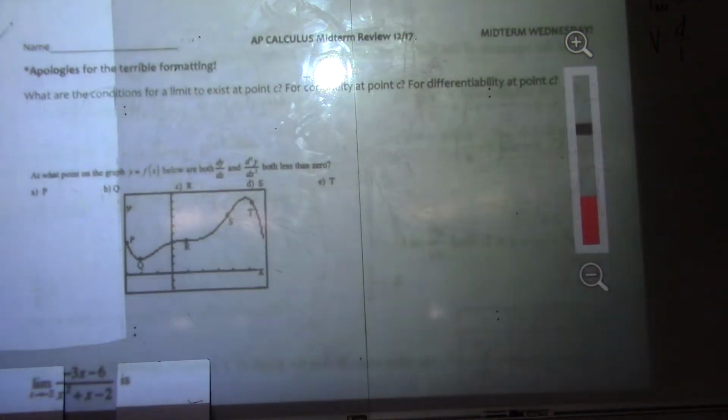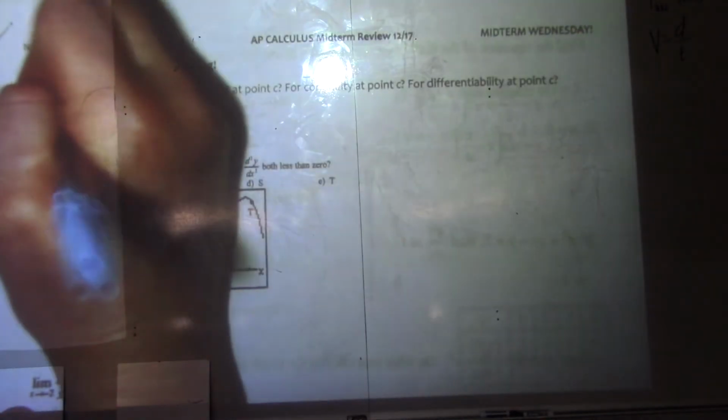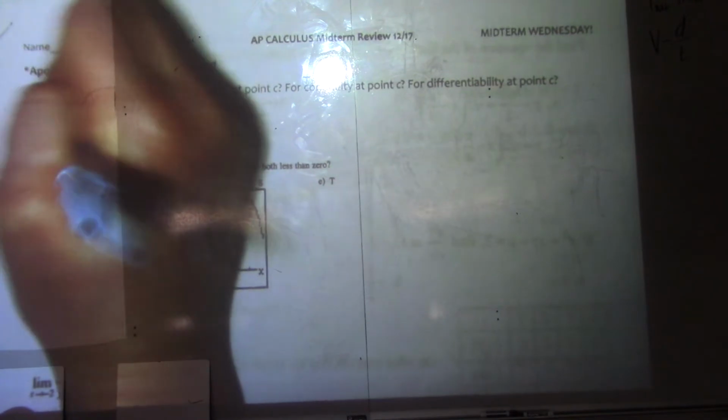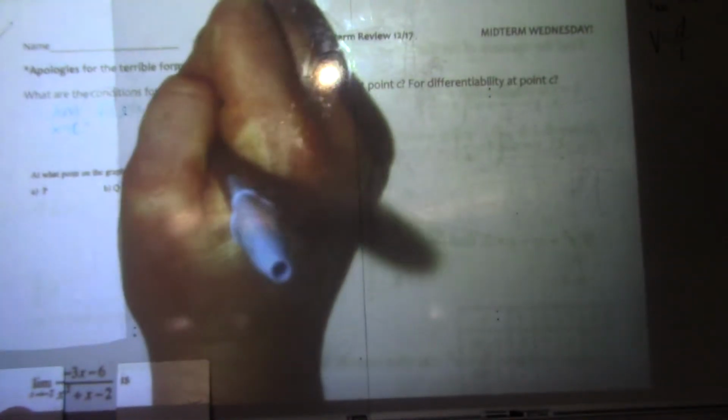All right, first question: what are the conditions for a limit to exist? For a limit to exist, we just need the left side of the limit to equal the right side of the limit. If I want it to be continuous, I need the left limit, so let me write this. As x approaches c from the right, that has to be equal to x approaching c from the left. And then for continuity, this also must be equal to f at c.